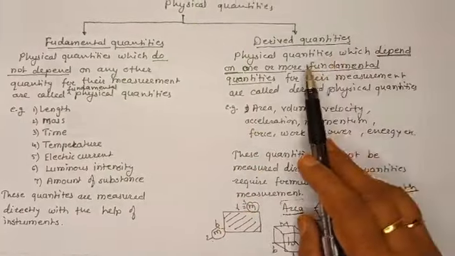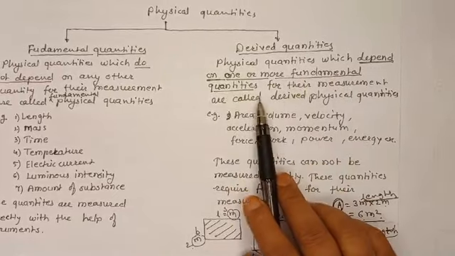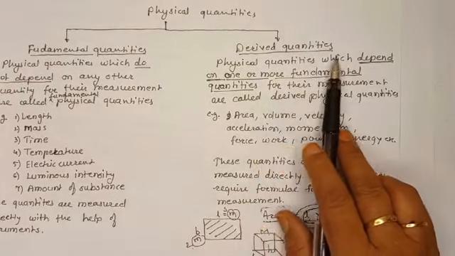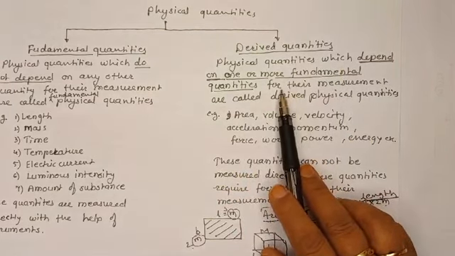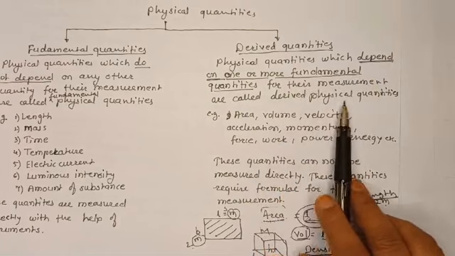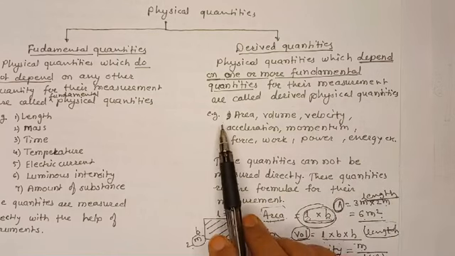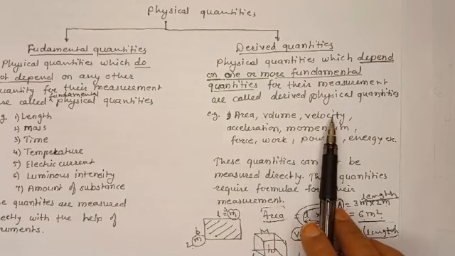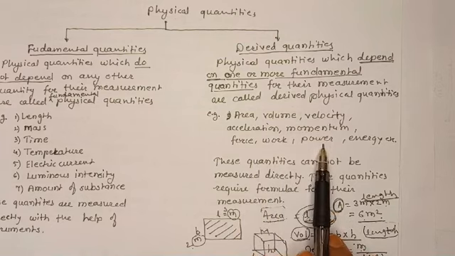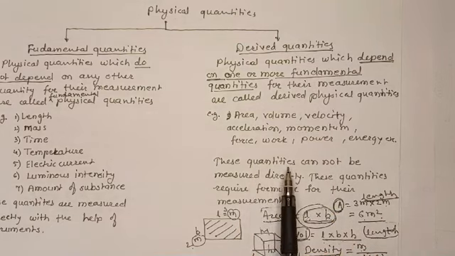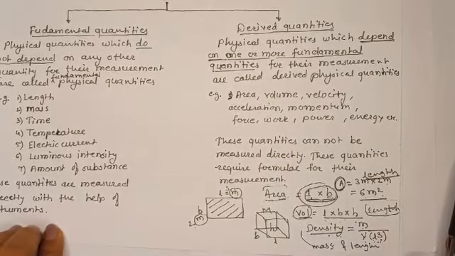Derived quantities. Physical quantities which depend on one or more fundamental quantities for their measurement are called derived physical quantities. There are a large number of derived physical quantities. For example, area, volume, velocity, acceleration, momentum, force, work, energy, etc. These quantities cannot be measured directly. These quantities require formulae for their measurement.